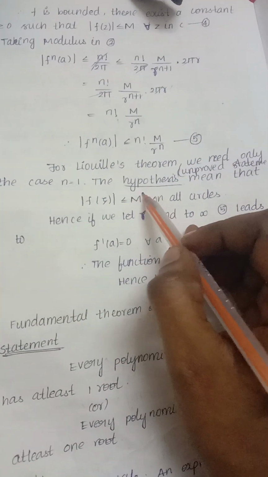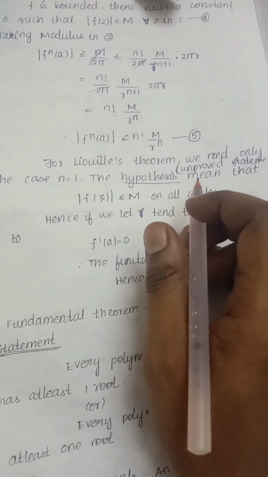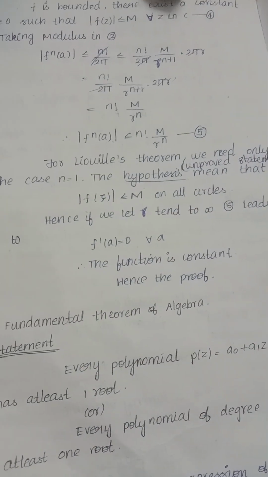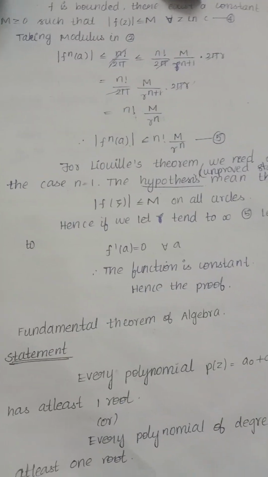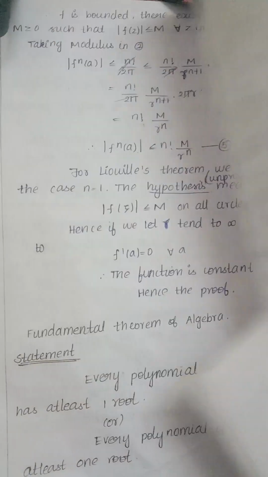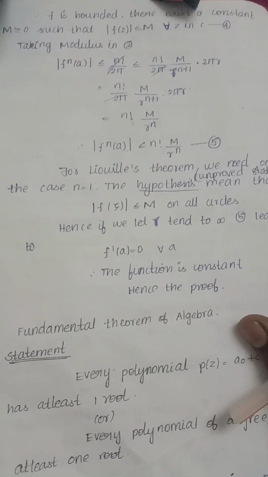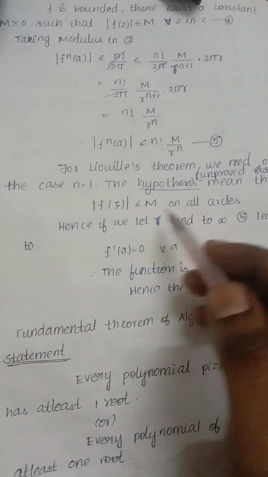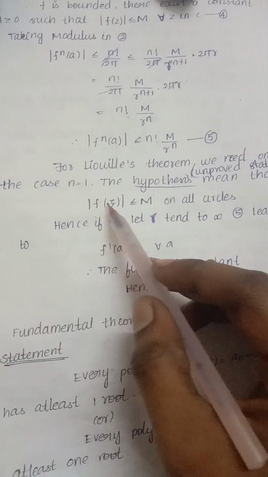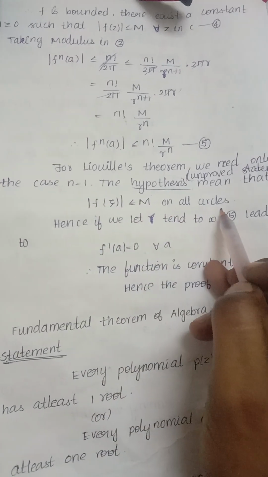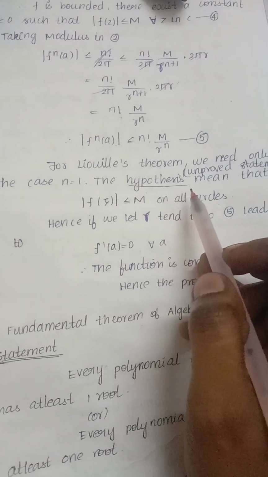A hypothesis is an unproved statement; it may be false. The hypothesis is formed using the available data, and we assume the form, which may be wrong, so it is an unproved statement. From this statement we consider that modulus of f of zeta is less than or equal to M on all circles.